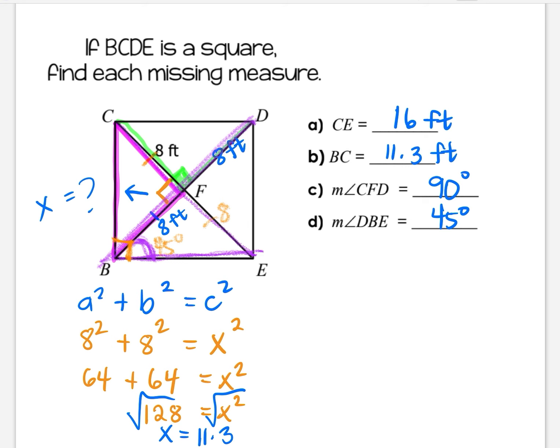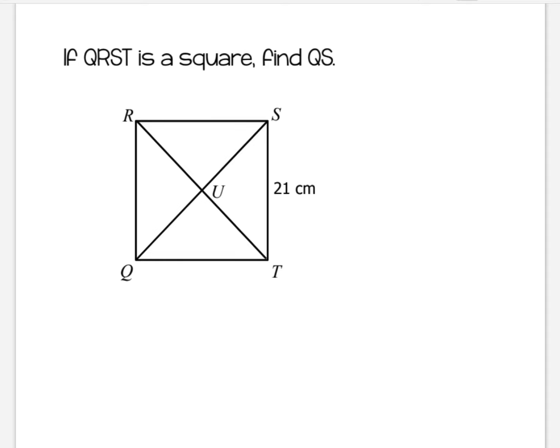All right, let us try and answer another question. Let's try this one. If QRST is a square, find QS. So let's locate where QS is. QS is the whole diagonal. Okay. So since we are looking for a diagonal and we're only given one side, and that side measures 21, then it follows this will also be 21 centimeters.